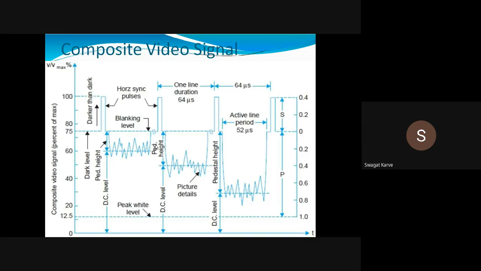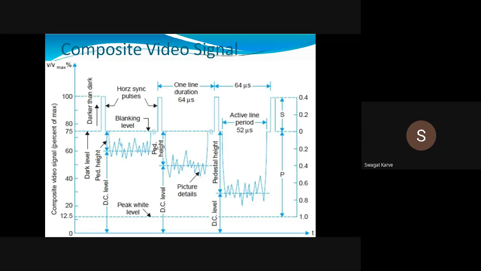Okay, so you can see what the DC level is. Your horizontal pulse normally occurs at 75 volt, 75 volt maximum, 200 volt. Your one line duration pulse is occurring at 75 volt. And the rest of your signals, that means your horizontal blanking level signal and picture details, are available at a very low voltage. That means hardly 50 volt, right? And for the active line period it's still very low, hardly 25 to 30 volt.